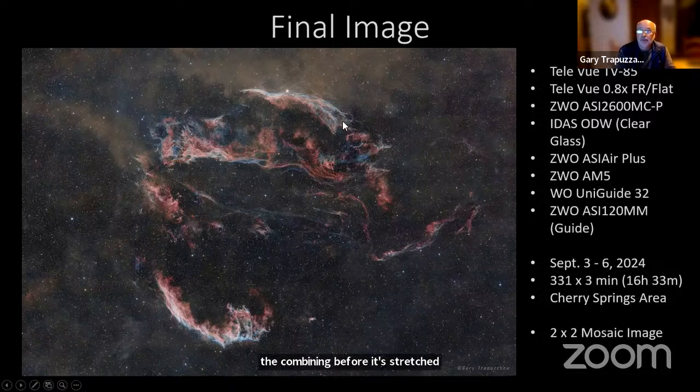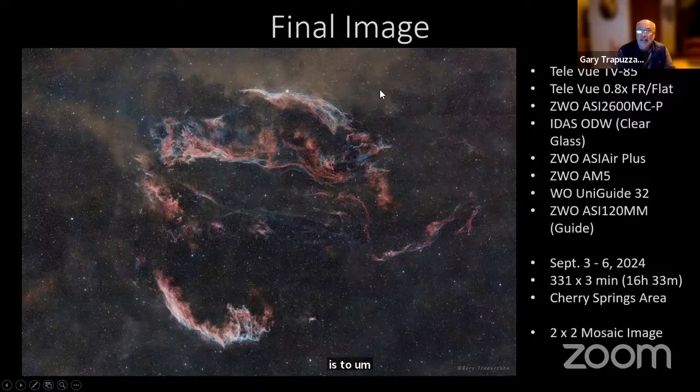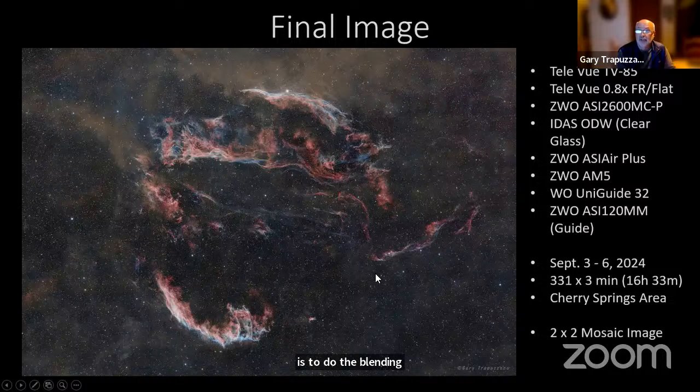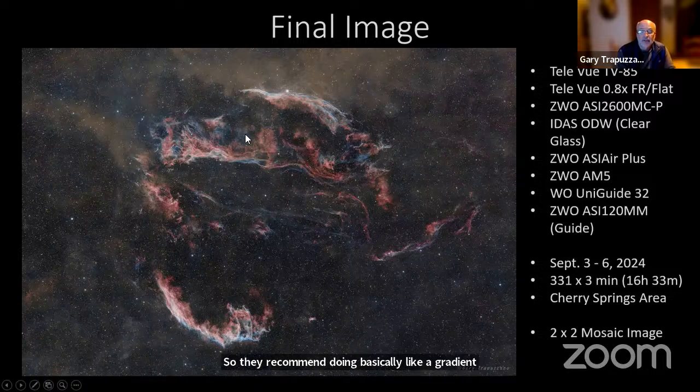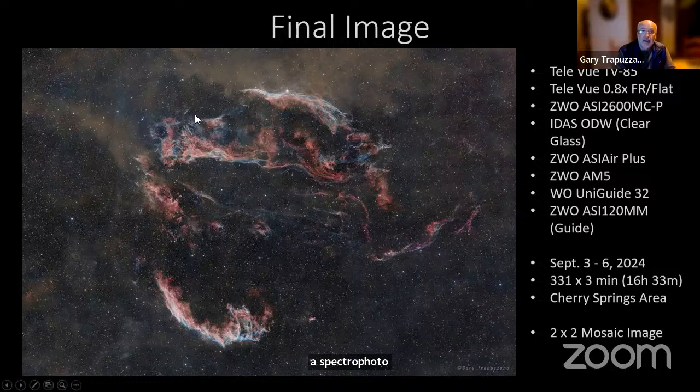So what a lot of the YouTube videos prescribe is to do the blending, to actually do the combination before any of the stretching is done. So they recommend doing basically a gradient correction, maybe a spectrophotometric color calibration, and that's it, and then combine them.